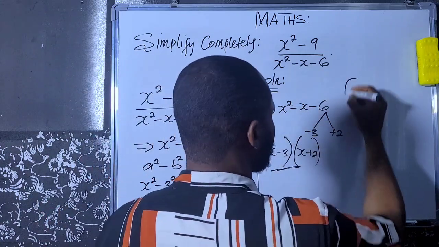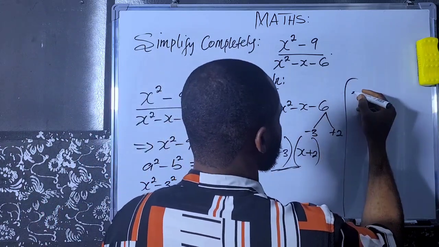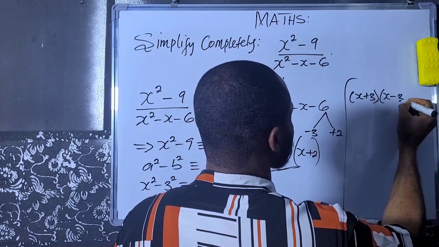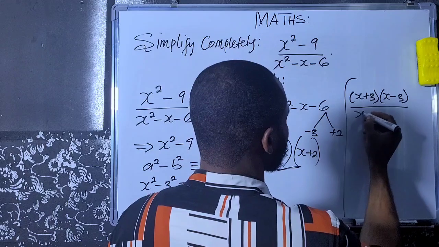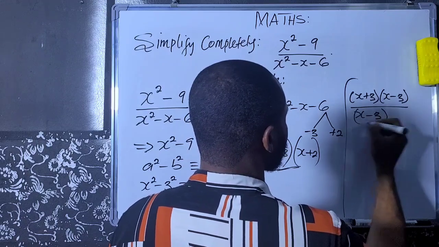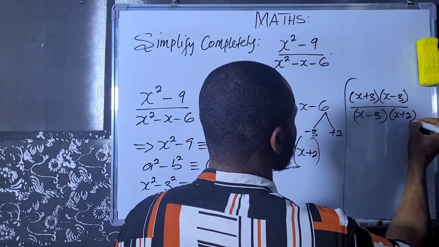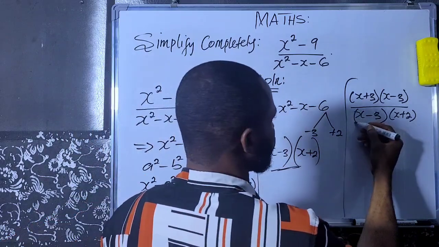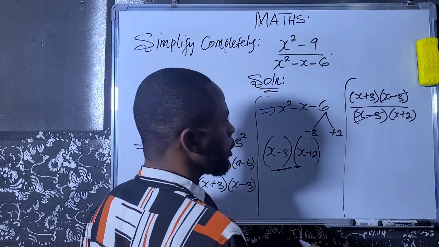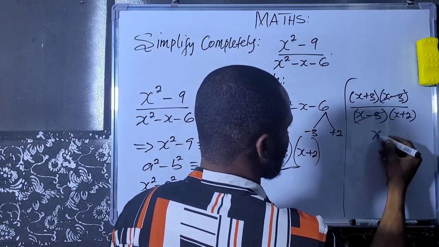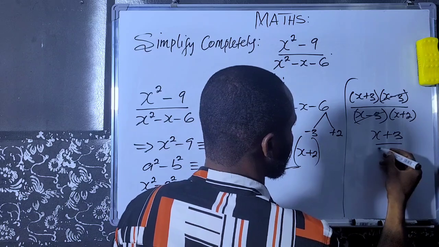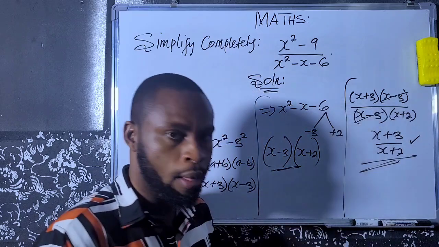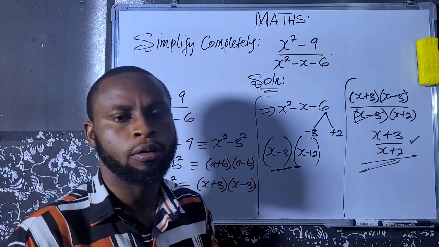Therefore, the whole expression becomes (x plus 3) times (x minus 3), then divided by (x minus 3) times (x plus 2). Then we are going to cancel out like terms. You can see that x minus 3 will cancel out x minus 3, and the expression becomes x plus 3 divided by x plus 2. And this is the simplified form of this expression here on the board.